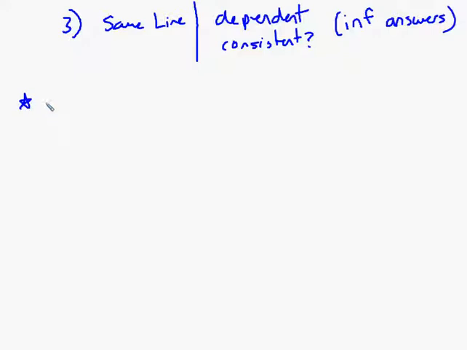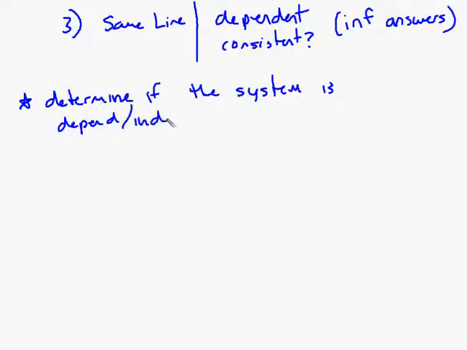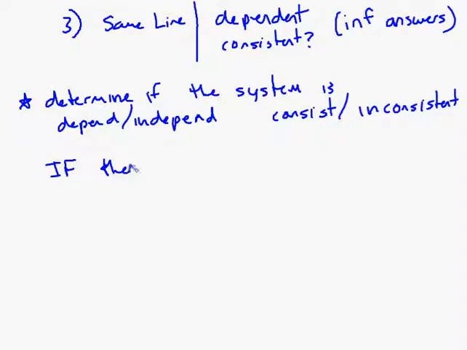So here's my directions for these three examples. Determine if the system is dependent or independent, or consistent, inconsistent. If there's a solution, find it.